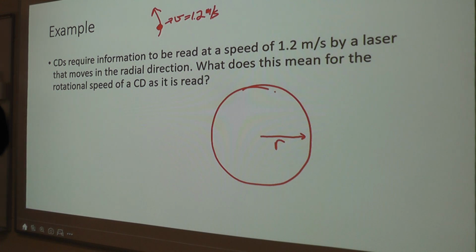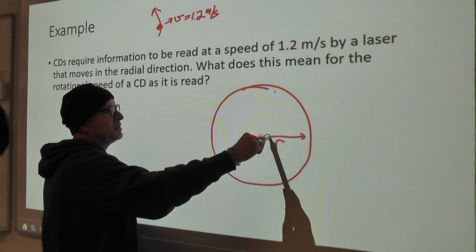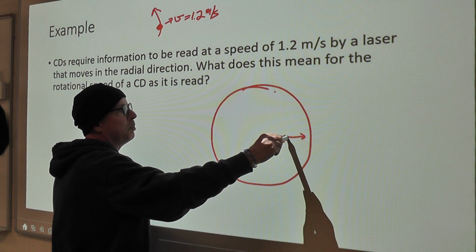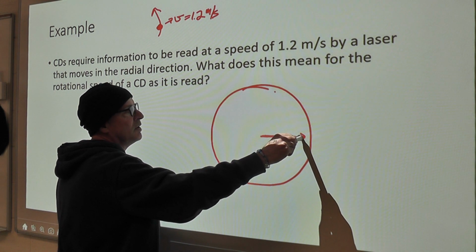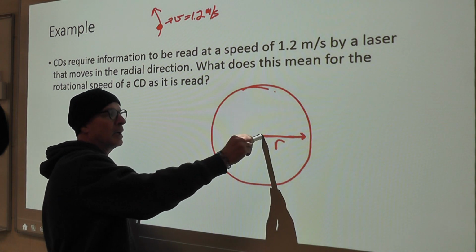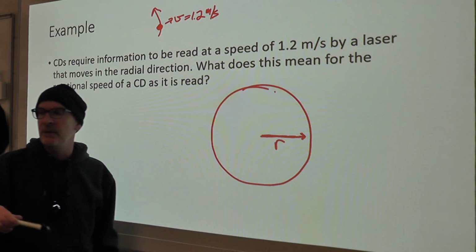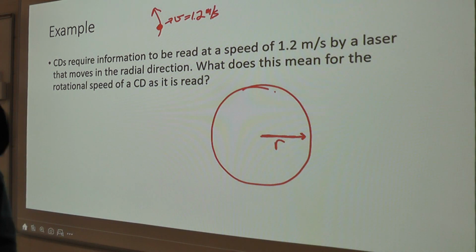If this is my laser, the point directly underneath it as it moves this way needs to be moving at 1.2 meters per second. If I start here and I move out this way, what has to happen to the rotation of the CD for that to remain constant? Wouldn't it need to slow down? It has to slow down, correct.